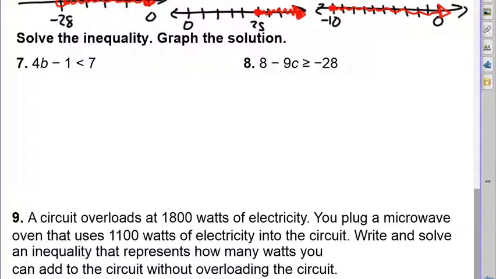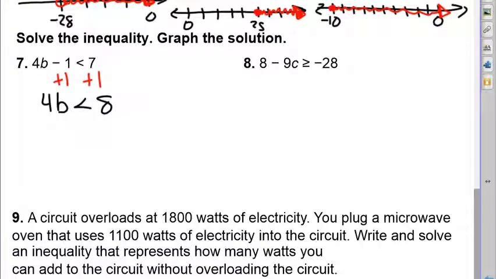We're going to use the same steps we do in solving an algebraic equation. We'll start by getting the variable term 4b by itself using addition or subtraction. In this case, we want to get rid of a -1. We'll do that by adding 1. And my resulting equivalent inequality is 4b is less than 8.